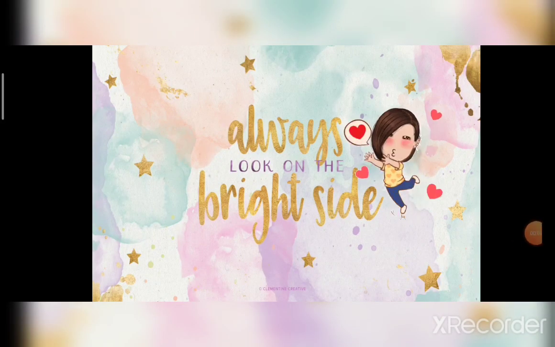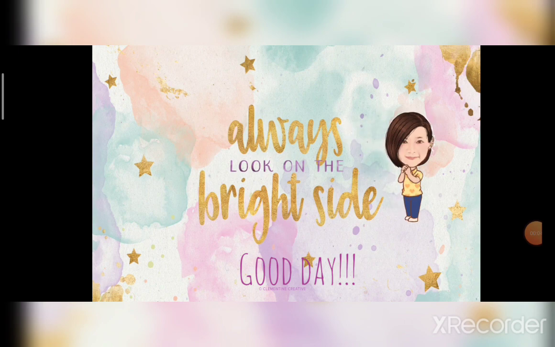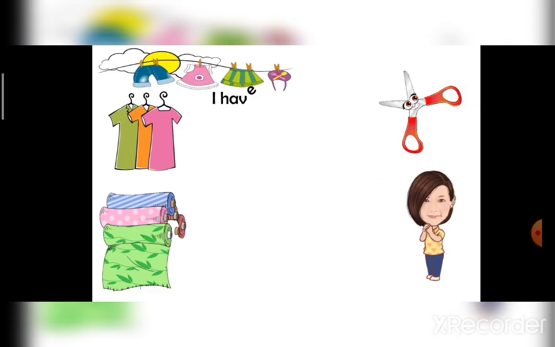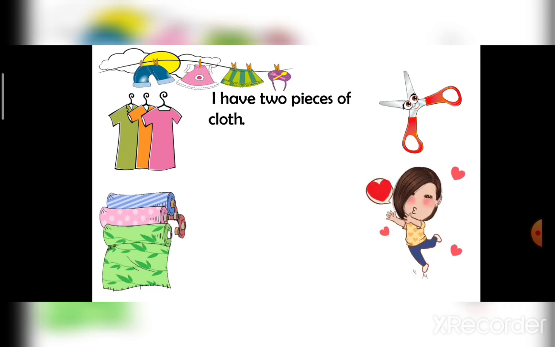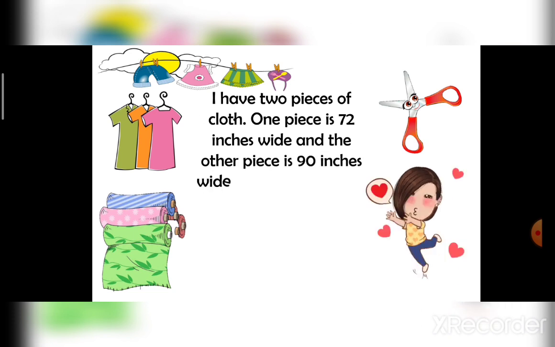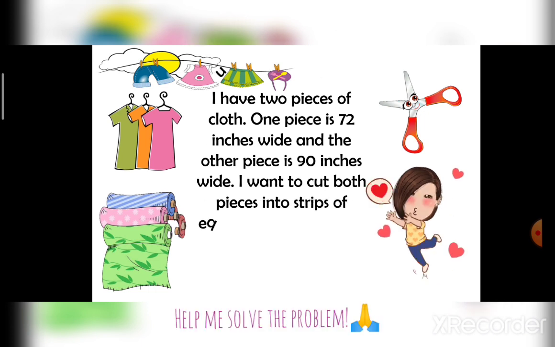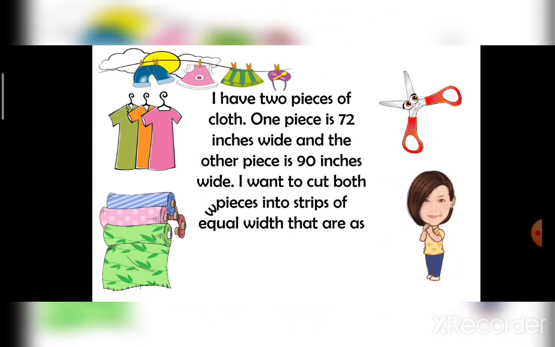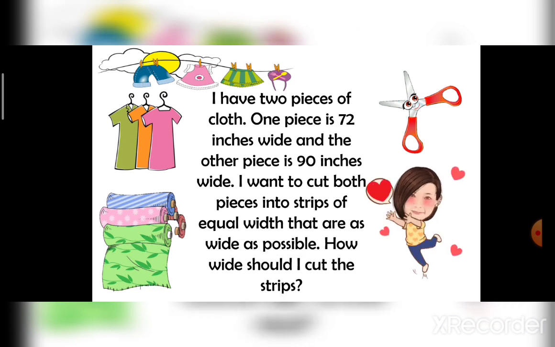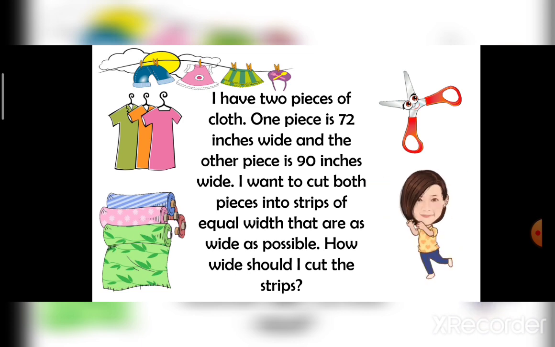I have here a problem, so please help me to find the answer. I have two pieces of cloth. One piece is 72 inches wide, and the other piece is 90 inches wide. I want to cut both pieces into strips of equal width that are as wide as possible. How wide should I cut the strips? Hmm.